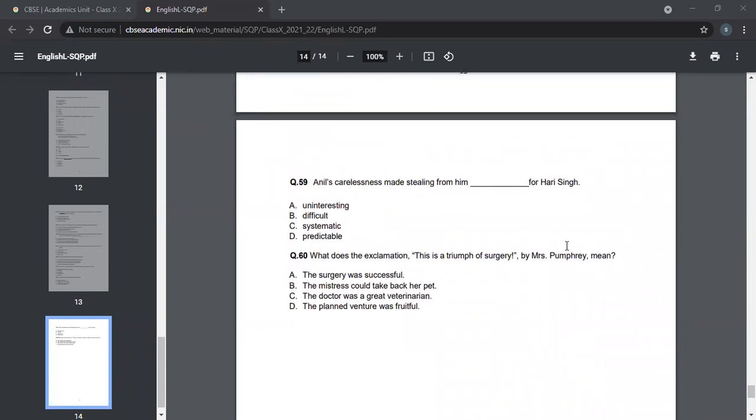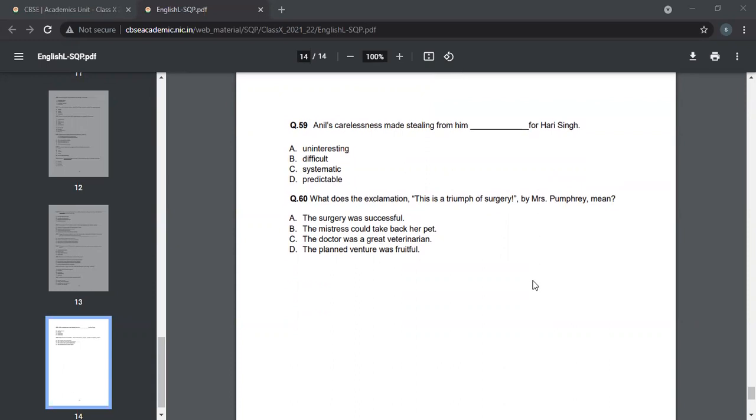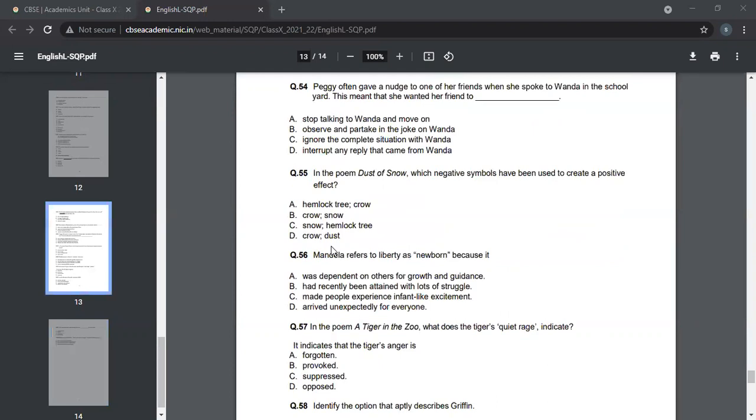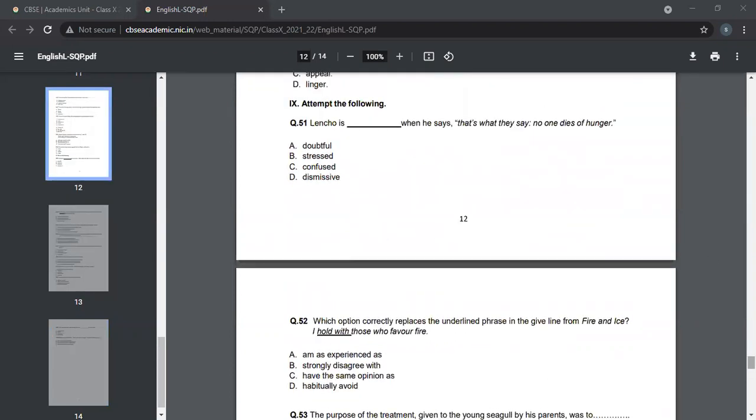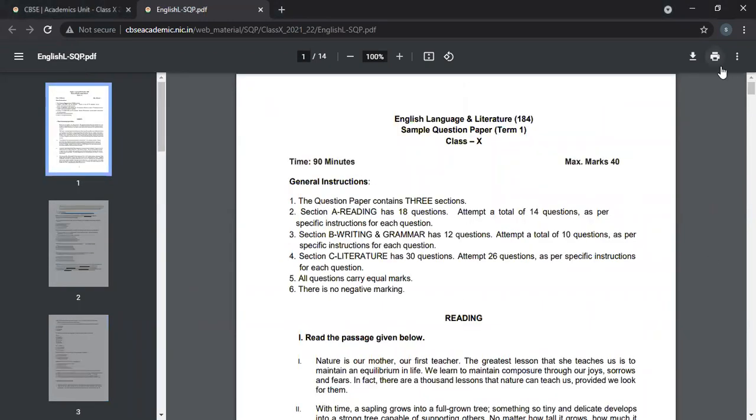What does the exclamation, this is a triumph of surgery by Mrs. Pumphrey mean? Option D is planned venture. Usne yehi, isi vaise Mrs. Pumphrey ne bola tha na, this is the triumph of surgery. Whatever you have planned is now, we got results. Mere khayal se to last option bhi hai.